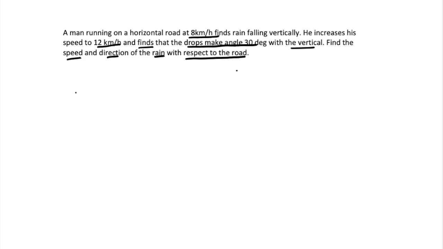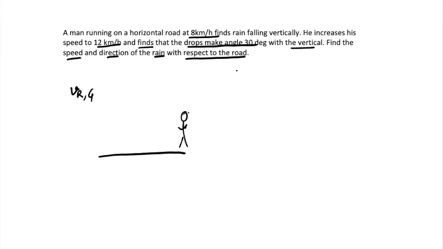Okay, so the key point here is that we need to find the speed of the rain with respect to the ground. And what does that mean? That means the speed of the rain as it is going to appear to someone who is standing on the ground, and not to the man who's running.